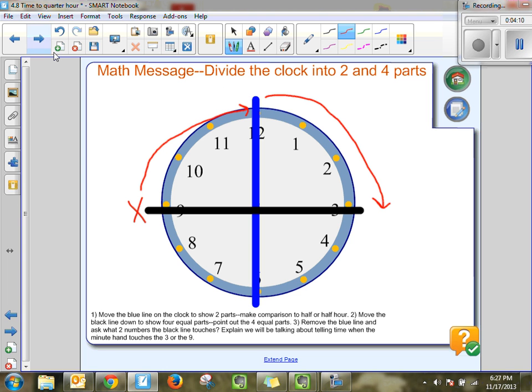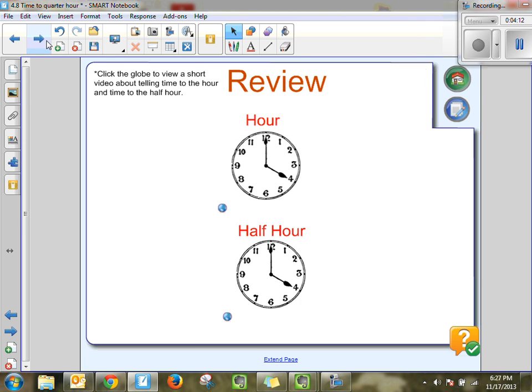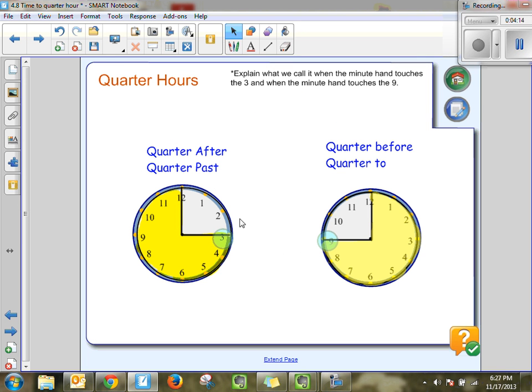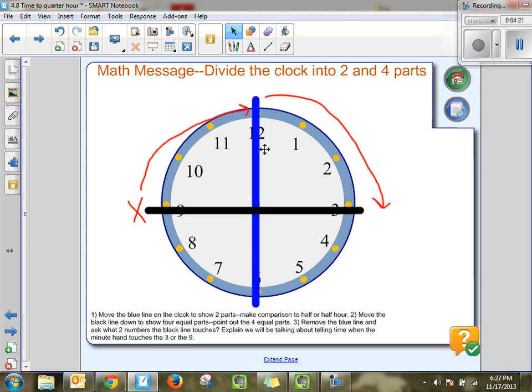Now let's talk a little bit more about the quarter hours. So you can see here I've got examples of what it means by quarter. So if we go back and look, remember I've got 4 pieces to my clock.